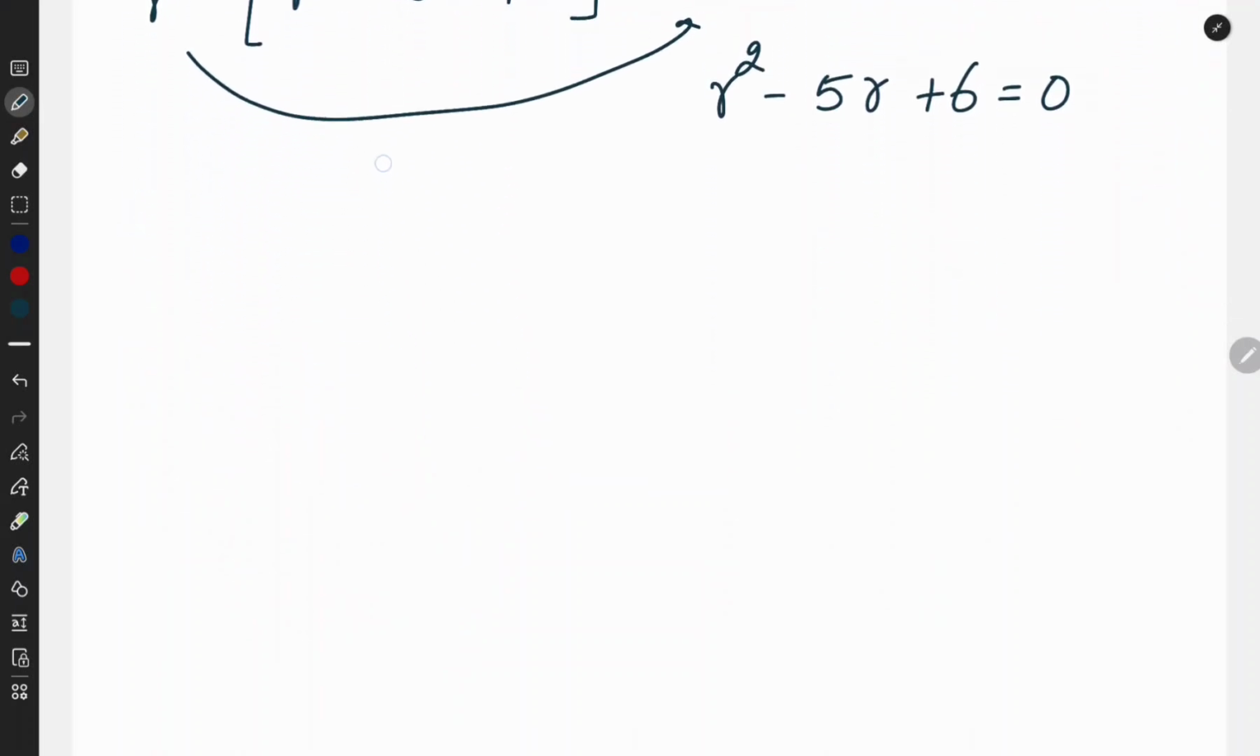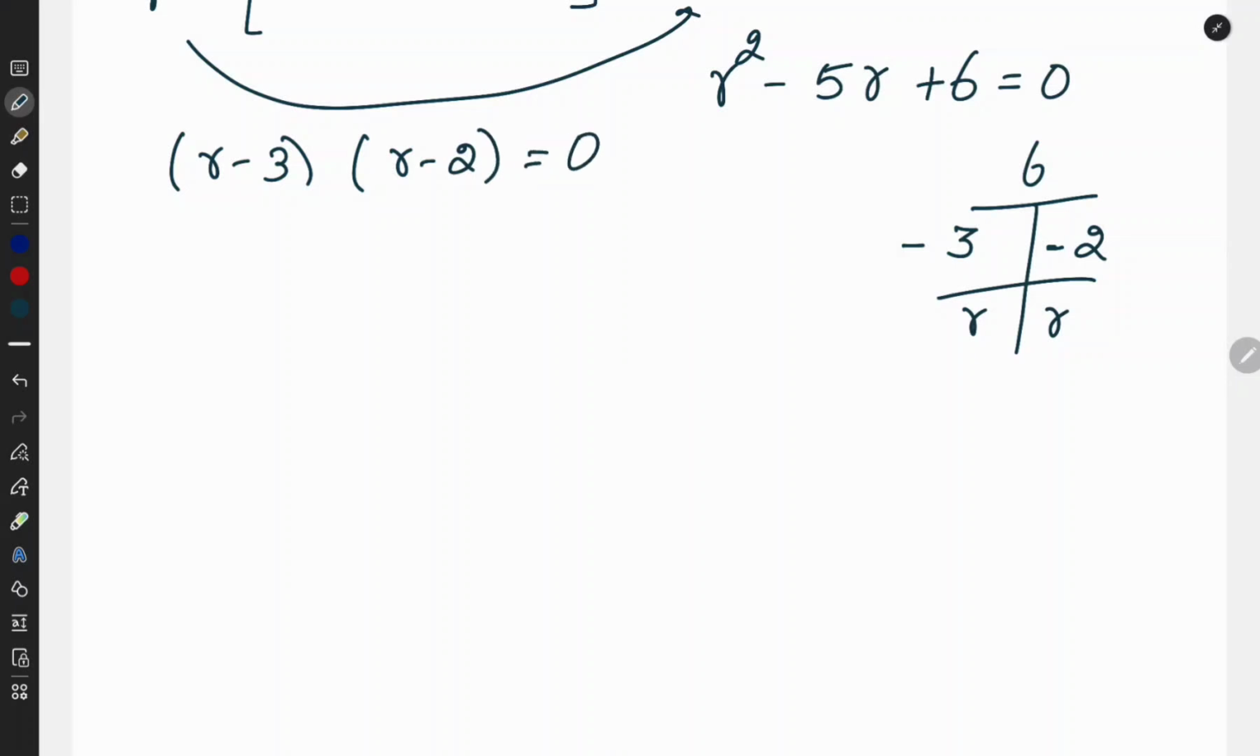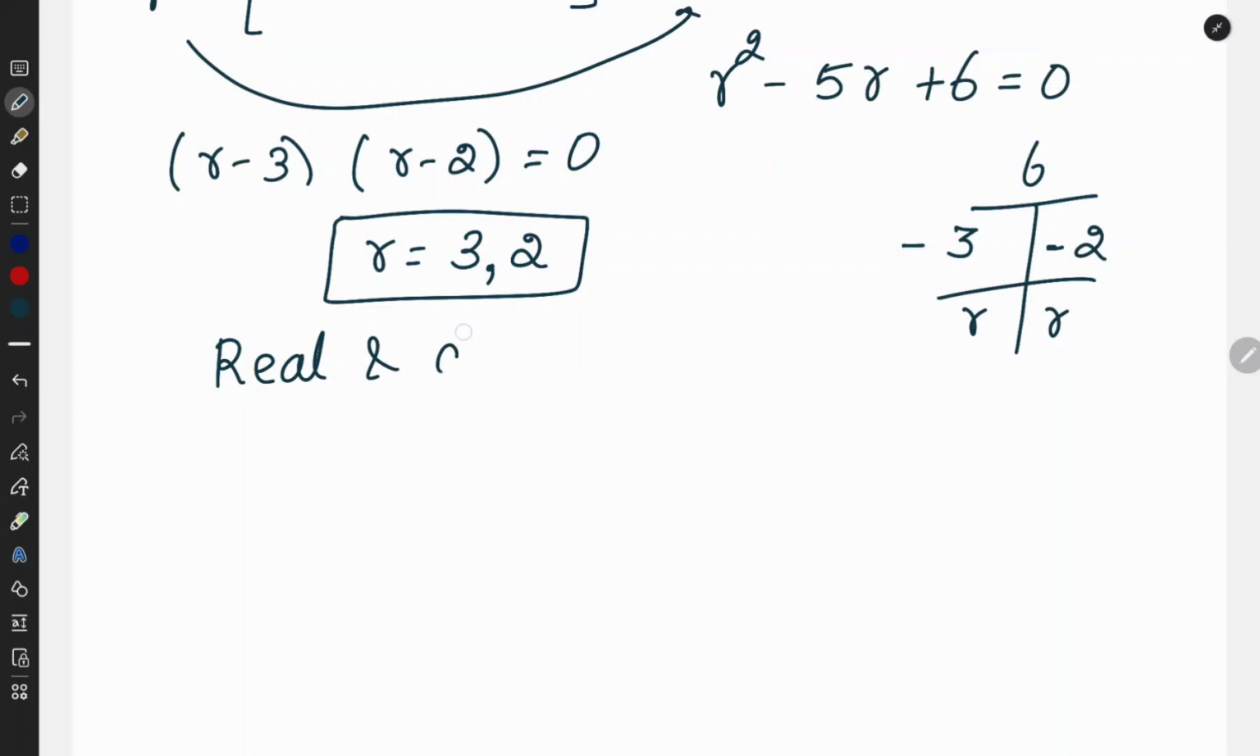Now we have to factorize this. You all know the method for factorization: it will be 3 and 2, whose sum is 5. If it is the same sign, we add and put the same negative sign. So the factorized form is (r - 3)(r - 2) = 0. Now r becomes 3 and 2. Now we have to analyze these roots. These roots are real numbers and both are different, so the roots are real and distinct.